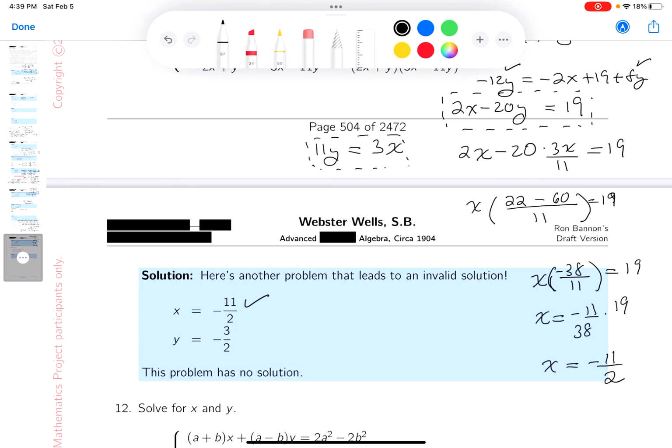So what's y going to be? 11y is going to be 3x. That's minus 33 over 2. So y is going to be minus 3/2. And I got this over here.